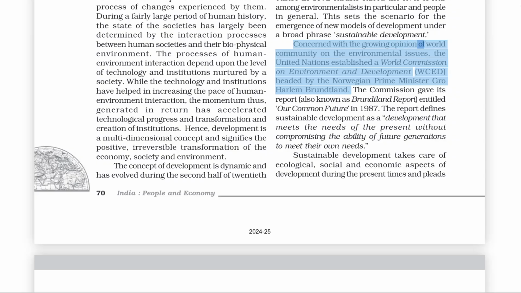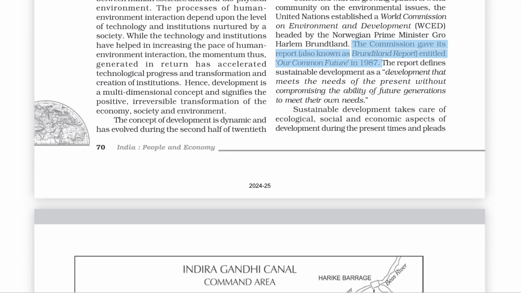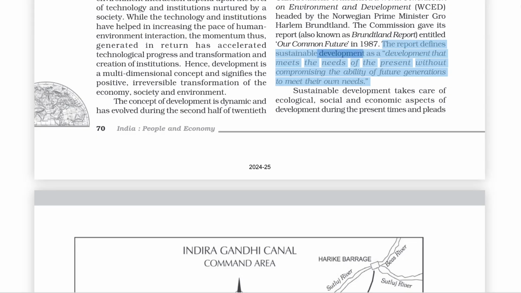Concerned with the growing opinion of world community on the environmental issues, the United Nations established a World Commission on Environment and Development, WCED, headed by the Norwegian Prime Minister Gro Harlem Brundtland. The Commission gave its report, also known as Brundtland Report, entitled Our Common Future, in 1987. The report defines sustainable development as a development that meets the needs of the present, without compromising the ability of future generations to meet their own needs.